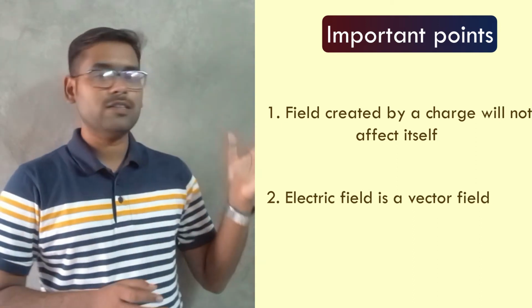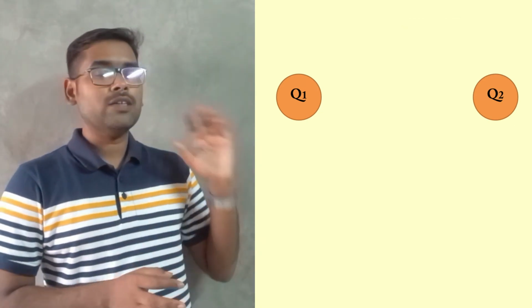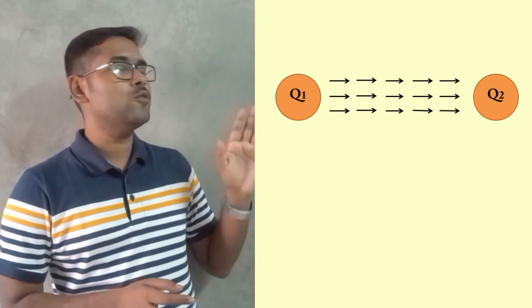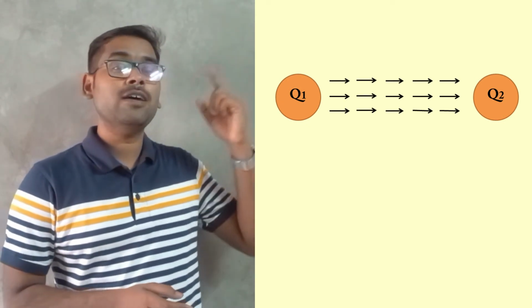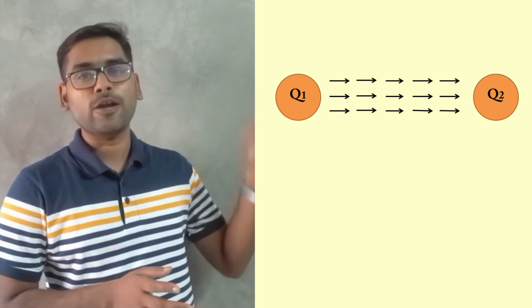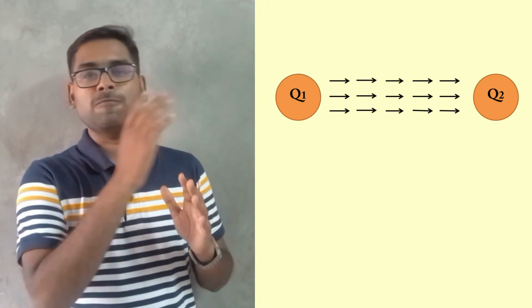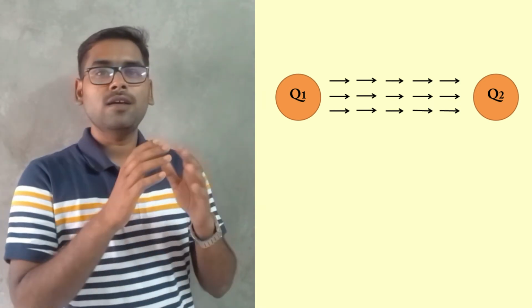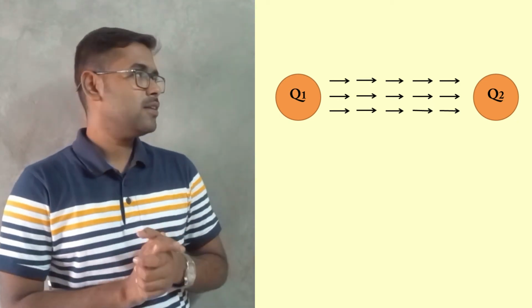Now, coming back to our example where Q1 and Q2 exert force on each other. Here, to exert force on Q2, Q1 will produce its own field, and that field exerts force on Q2. The field of Q1 is represented by arrows here. Each arrow shows the magnitude of the field at that point, and the direction of the arrow shows the direction of that field.